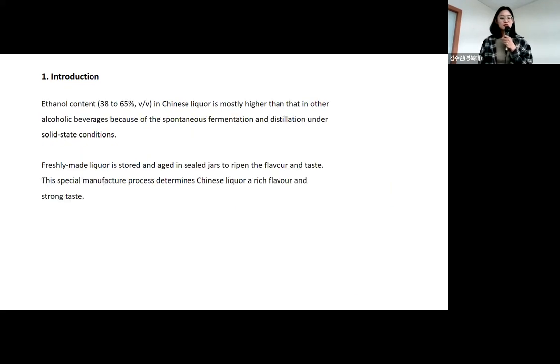Ethanol content in Chinese liqueur is mostly higher than that in other alcoholic beverages because of the spontaneous fermentation and distillation under solid state conditions. The ethanol content of Chinese liqueur is about 38 to 65%. Freshly made liqueur is stored and aged in sealed jars to ripen the flavor and taste. A special manufacture process gives Chinese liqueur a rich flavor and strong taste.